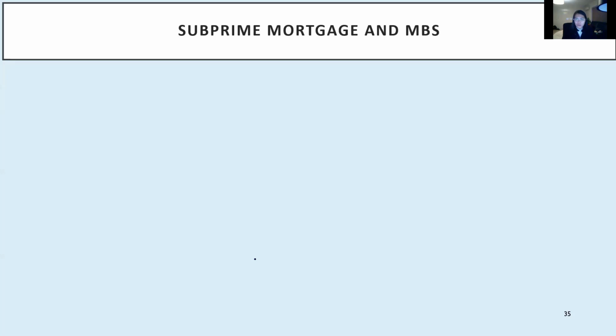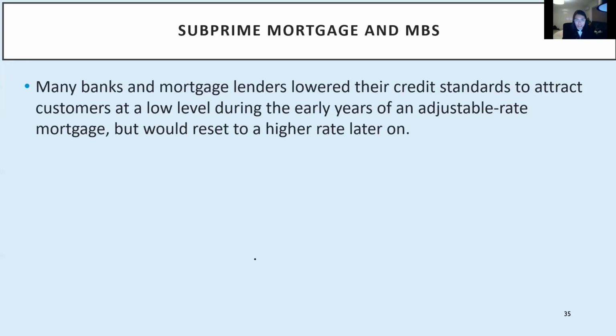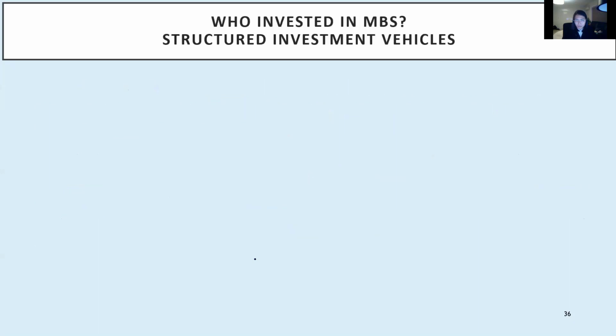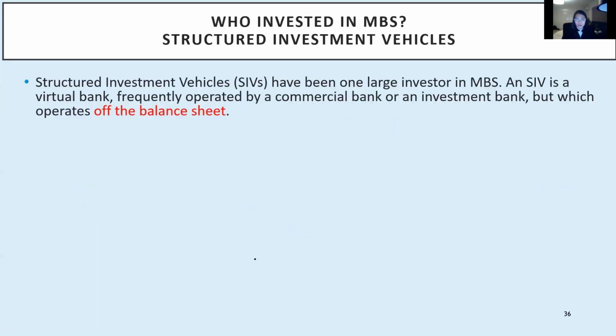So on top of that, there were developments in the subprime mortgage market and mortgage-backed securities, okay? We have talked about this before, so I'm going to skip through this slide. But basically, there was a lot of subprime mortgage lending, and there were a lot of subprime mortgage-backed securities as well, okay? So who invested in subprime mortgage-backed securities? Now, with mortgage-backed securities, because they are derivatives, if the banks hold them on the books, they are required to hold additional capital reserves to buffer against that risk.